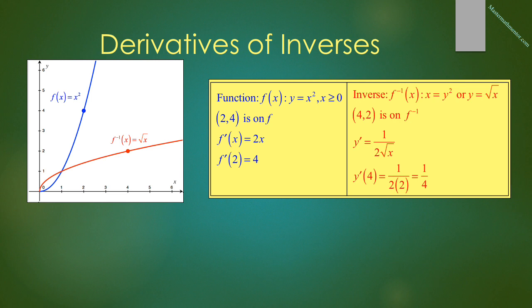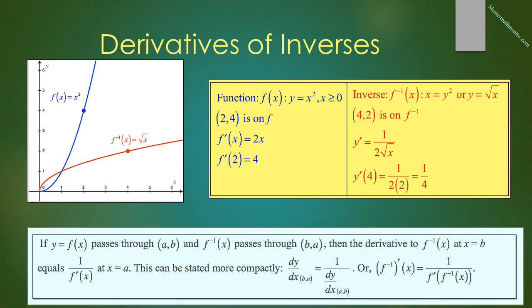Notice that that answer is the reciprocal of the derivative of the function at x is equal to 2. This is not a coincidence. This can be stated by a rule. If y equals f of x passes through the point (a, b), then f inverse of x passes through the point (b, a). Then the derivative of f inverse of x at x is equal to b is equal to 1 divided by f prime of x at x is equal to a.